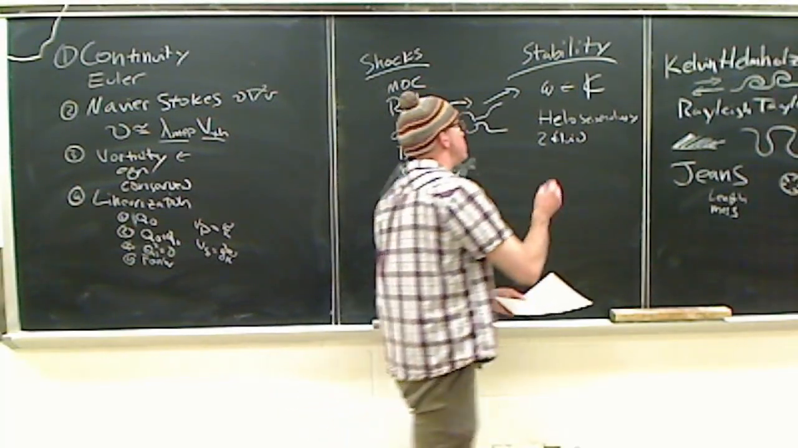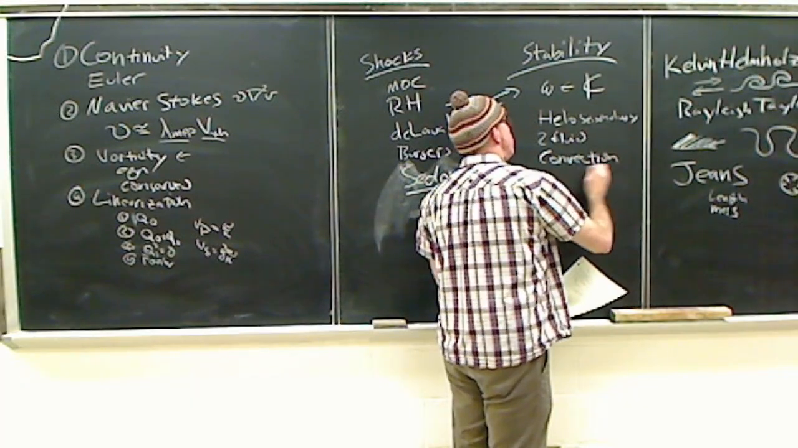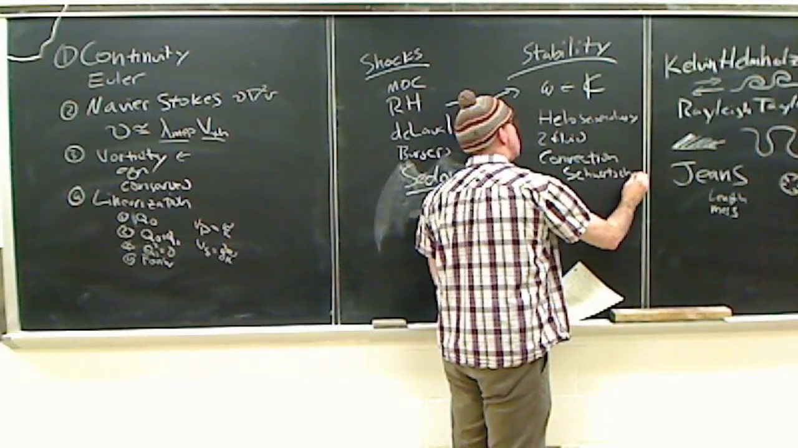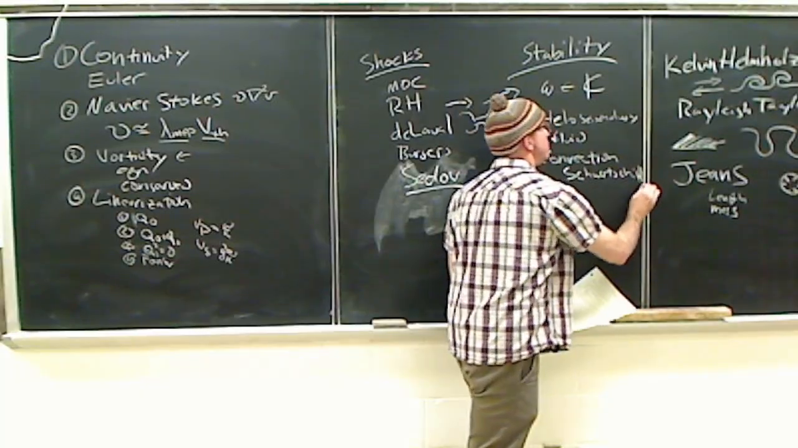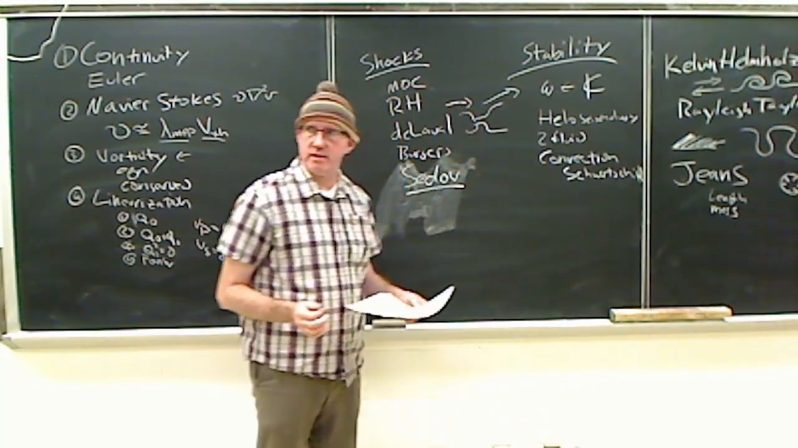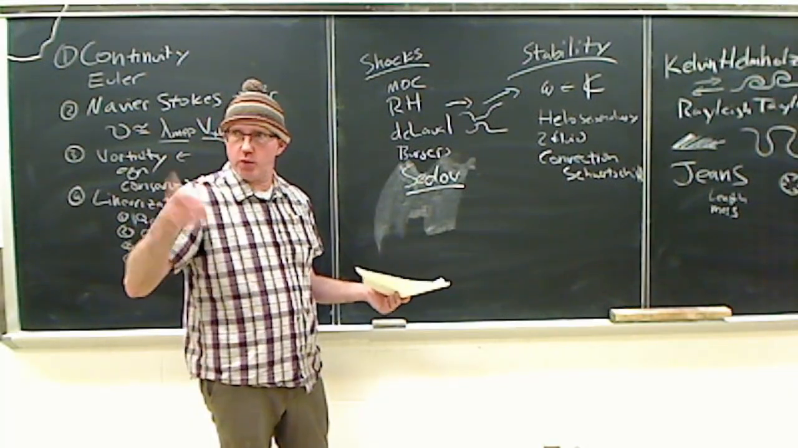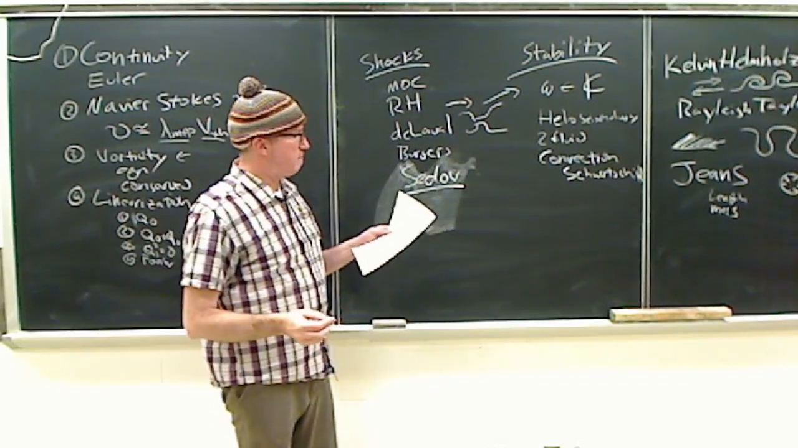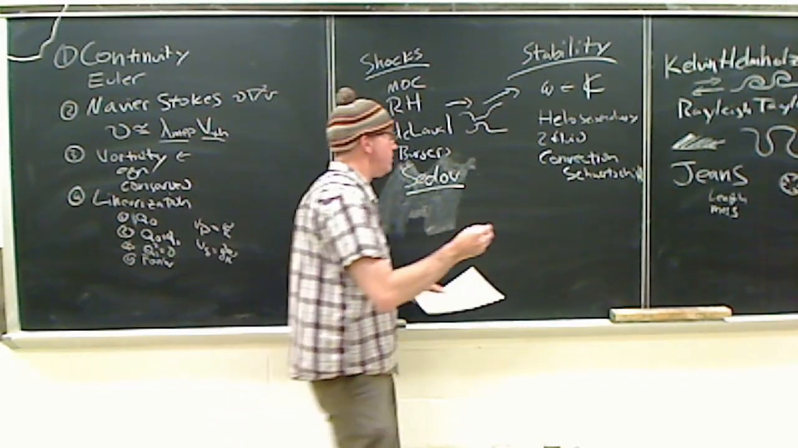We talked about convection and the Schwarzschild criterion, which is when do you start to boil? When the density goes down when you go up. Yeah, and then we talked about turbulence.